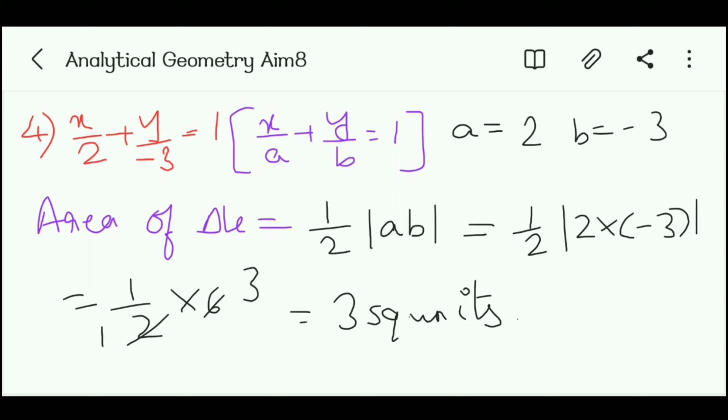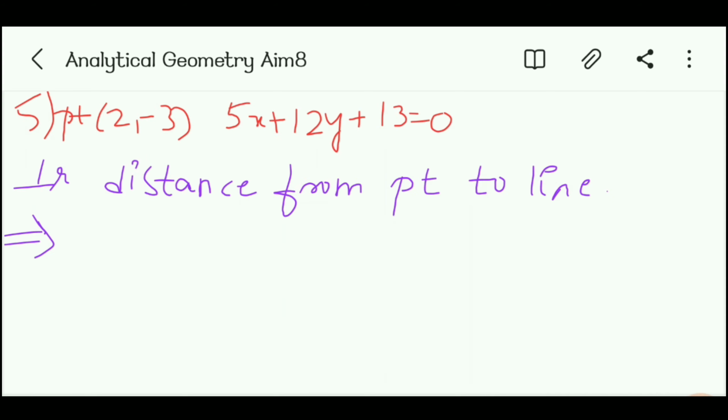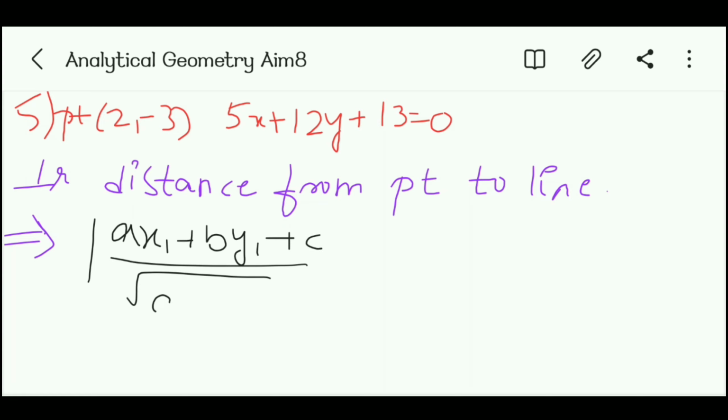Now we will see the fifth one. In this fifth one, what we have to do is find the perpendicular distance from the point 2, minus 3 to the line 5x plus 12y plus 13 is equal to 0. So I already told the formula before. So that formula will be ax1 plus by1 plus c by root over a square plus b square. So this is the formula, which is in modulus.